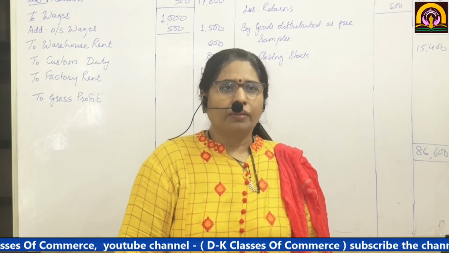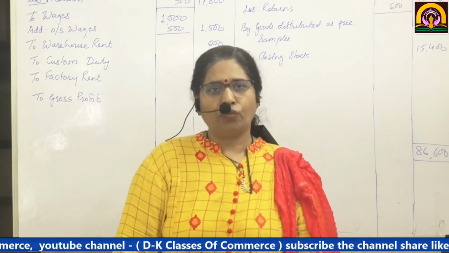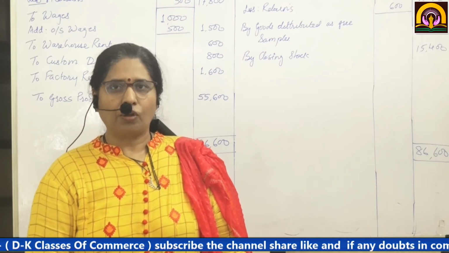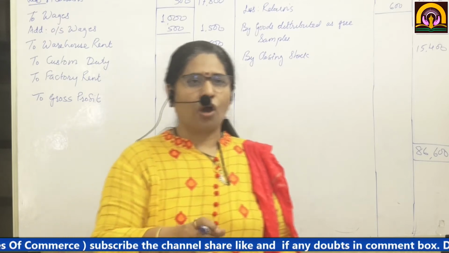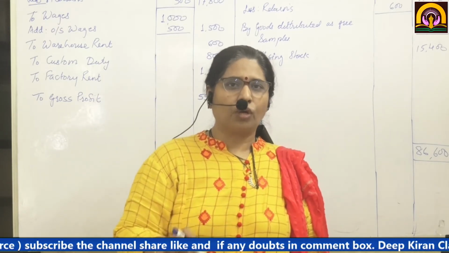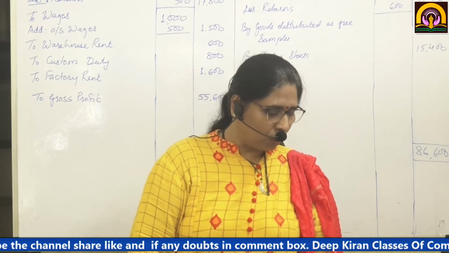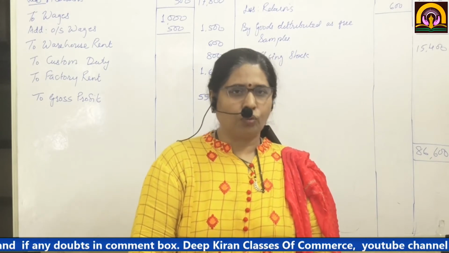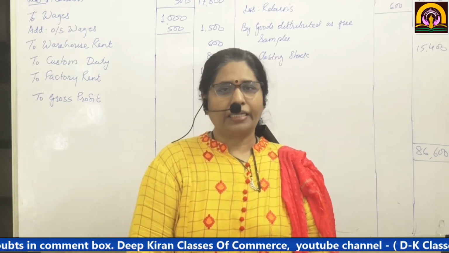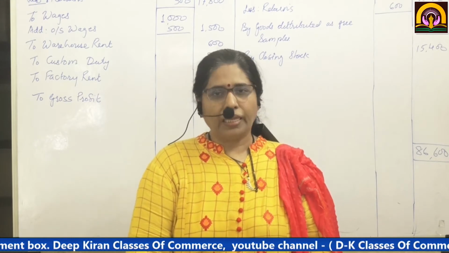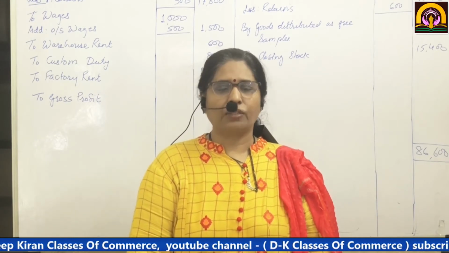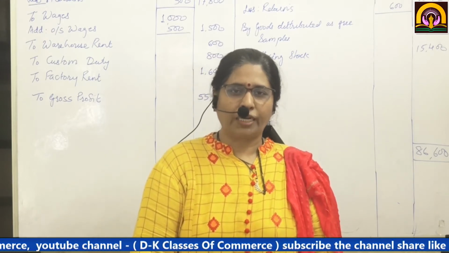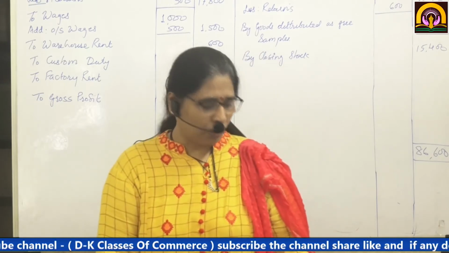Warehouse rent. Why do we pay warehouse rent? When the goods are stored in a particular shop or particular storage, that is known as warehouse, and we pay rent for that, so it will appear in the trading account debit side. Then carriage outward. See, carriage and carriage inward are going to appear in the trading account debit side, whereas only carriage outward will appear in the profit and loss account debit side.